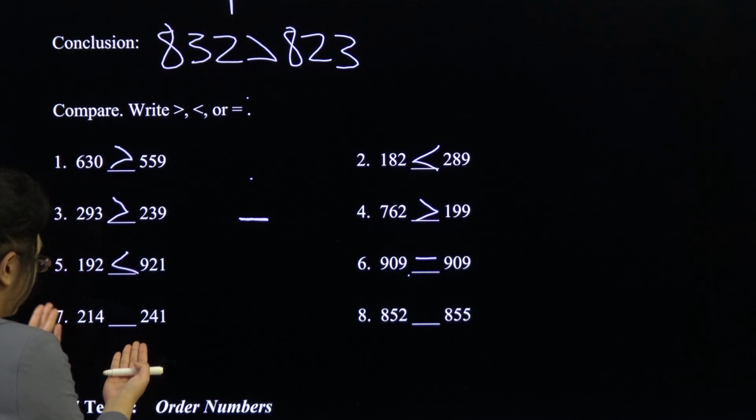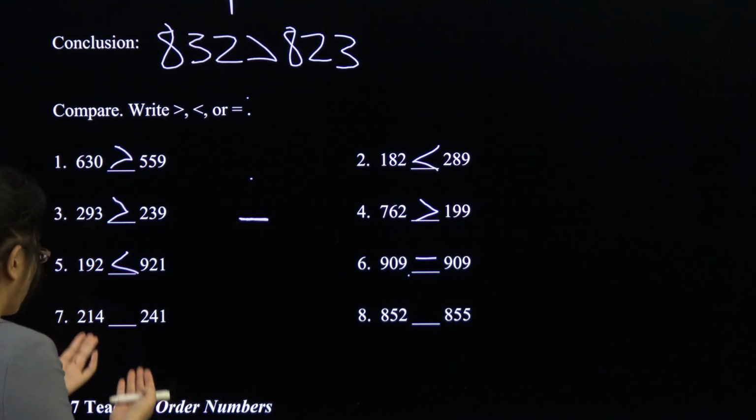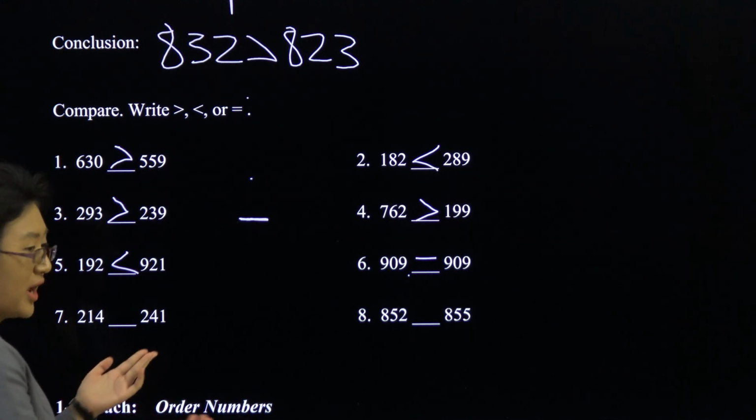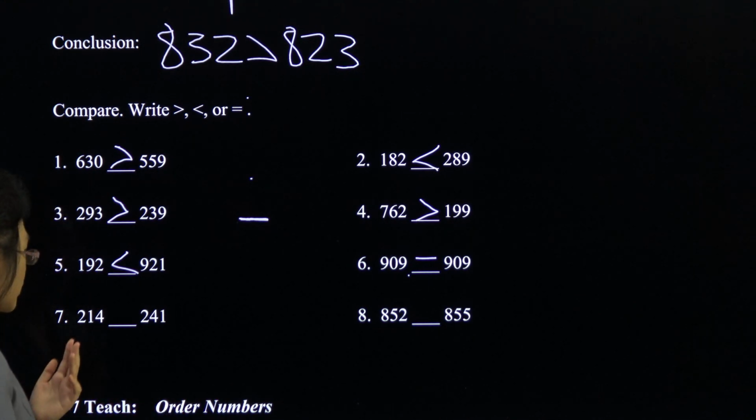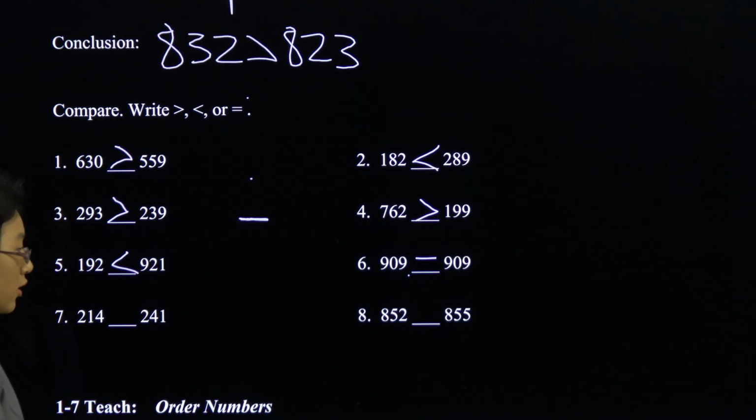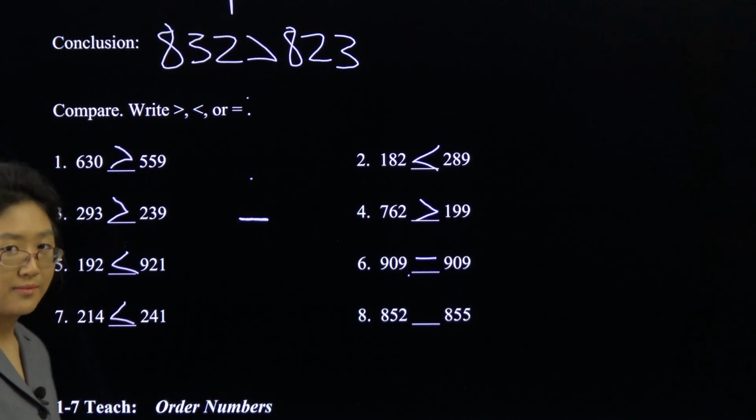Leftmost digit, 2 and 2, they're the same. 1 and 4, they're not the same. 4 is bigger than 1, so 214 is smaller than 241.